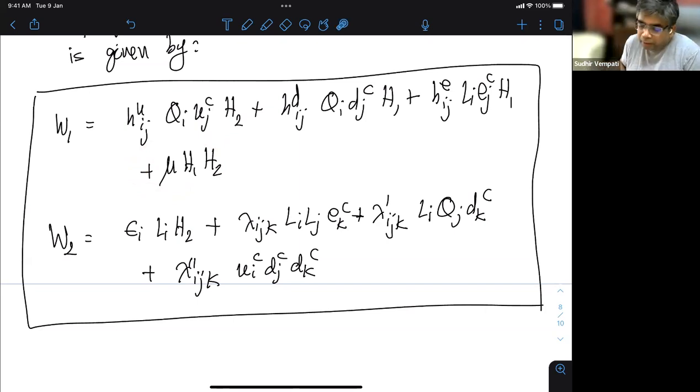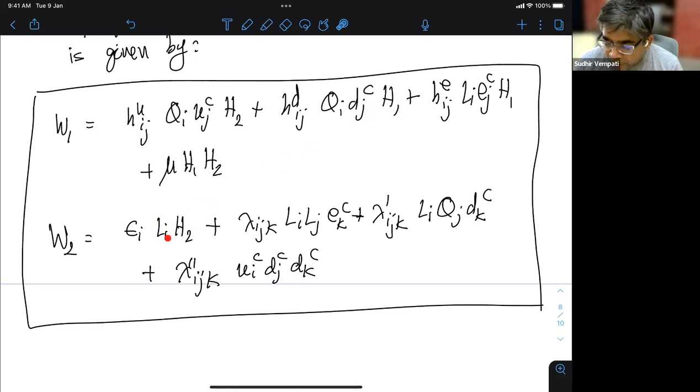Okay. Now, there is something else that happens here, which is a consequence of supersymmetry. It's a consequence that L1 and H1 have the same quantum numbers. And this is the consequence of that.